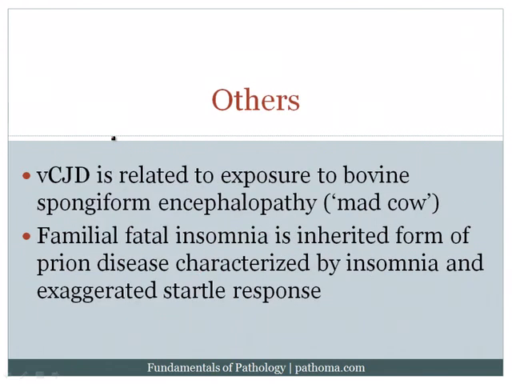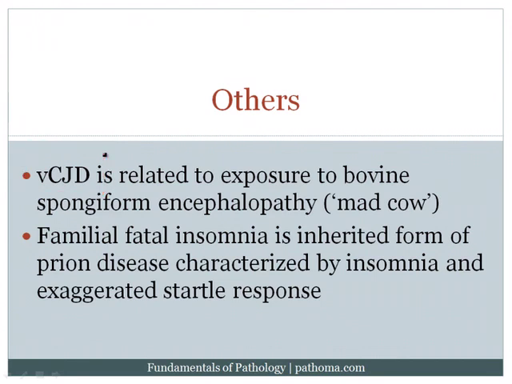Now there are a couple of other spongiform encephalopathies to be aware of. The first is variant CJD. This is exactly like CJD, however there are two variations. Number one, it occurs in younger patients, and number two, it's linked to consumption of meat from cows that have spongiform encephalopathy, mad cow disease. And so therefore, these are the two key features of variant CJD.